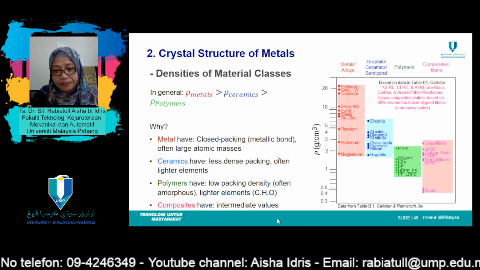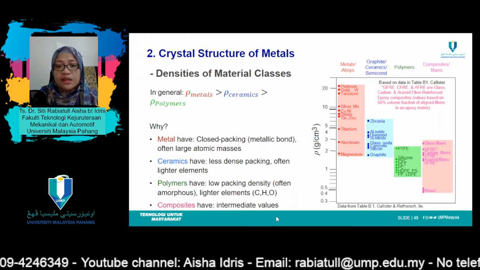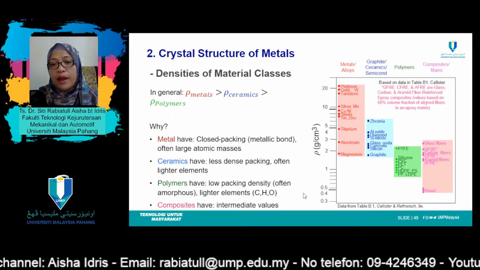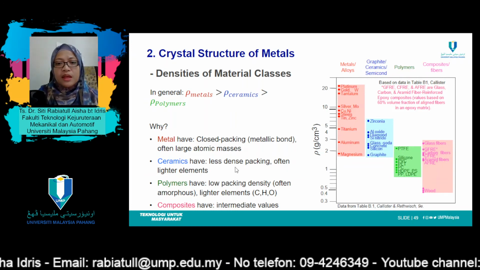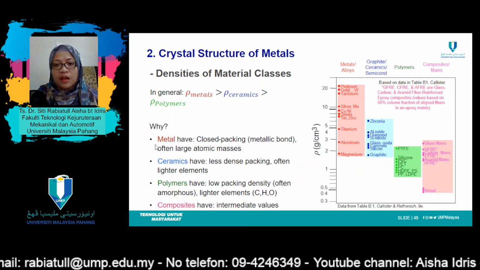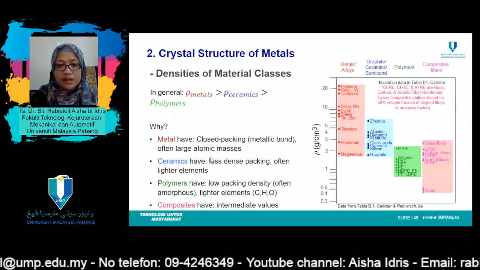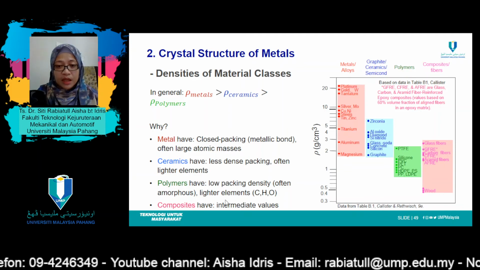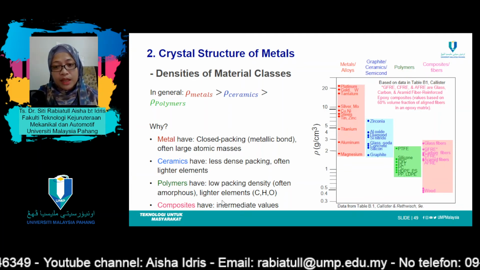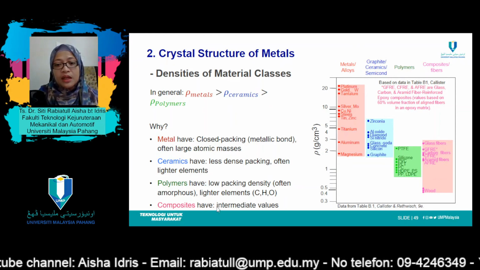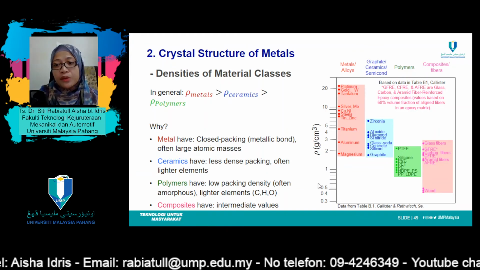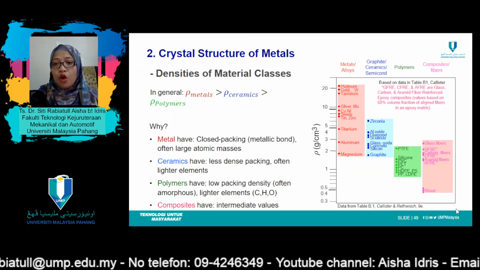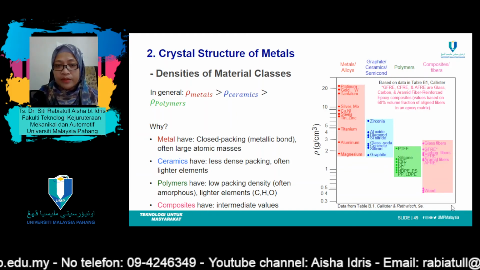So in general, we can see that the density for metals is higher than ceramic, and ceramic density is higher than polymer. Why? Because metals have close packing metallic bonding, and normally large atomic masses. Meanwhile, ceramic has less dense packing and normally lighter elements, and polymer has low packing density, for example carbon, hydrogen, and oxygen, whereas composite has intermediate values. You may refer to this diagram or graph over here to compare the density of different material classes.